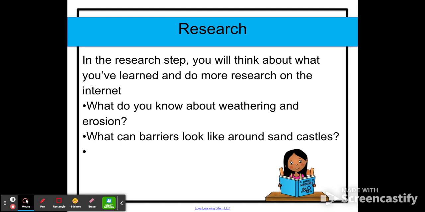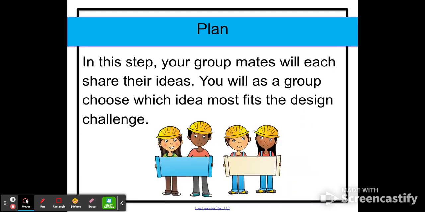Next step is research. In the research step, you will think about what you've learned about animals. You can go back into your journals and read all the responses you've written. You can even go look online for some more information about animals. And think about all that.